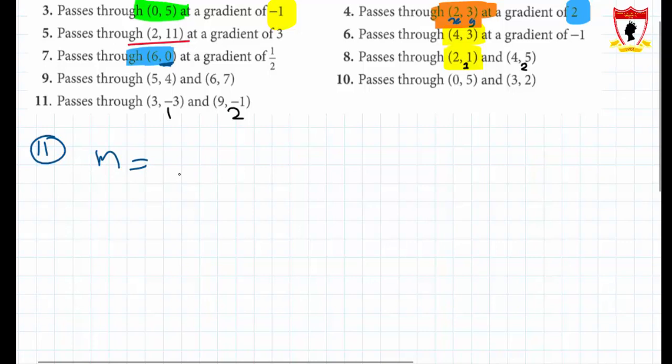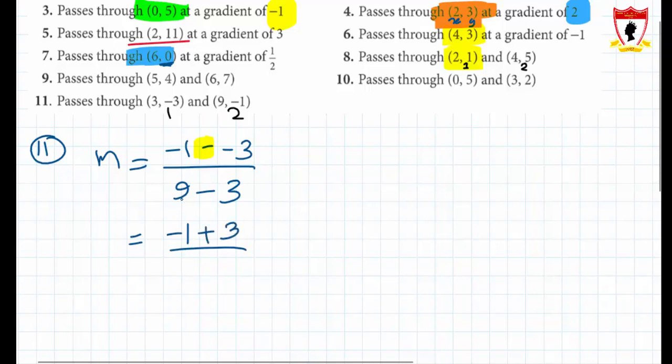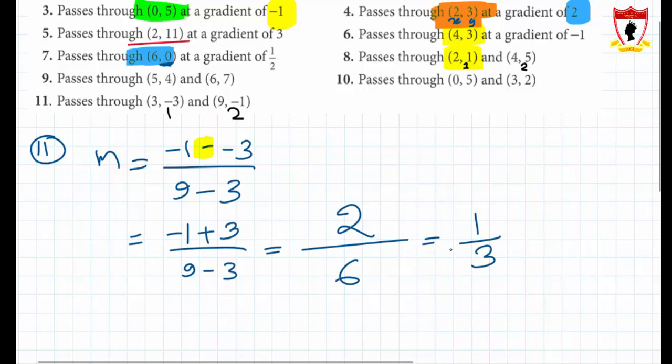m, or gradient, is -1 minus -3. This minus is from the rule, and this minus is for the -3. In the denominator, we will have 9 minus 3. Then -1 minus -3 will be like this: -1 plus 3 over 9 minus 3. Now let's do it. -1 plus 3 is equal to 2. 9 minus 3 is equal to 6. We can simplify it by 2. 1 over 3. The gradient is 1 over 3.